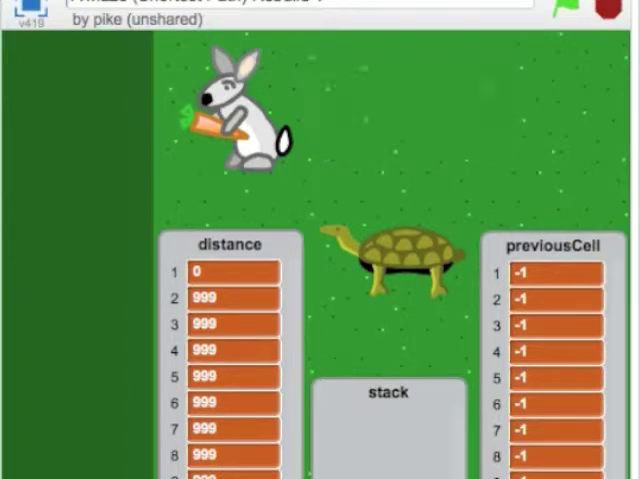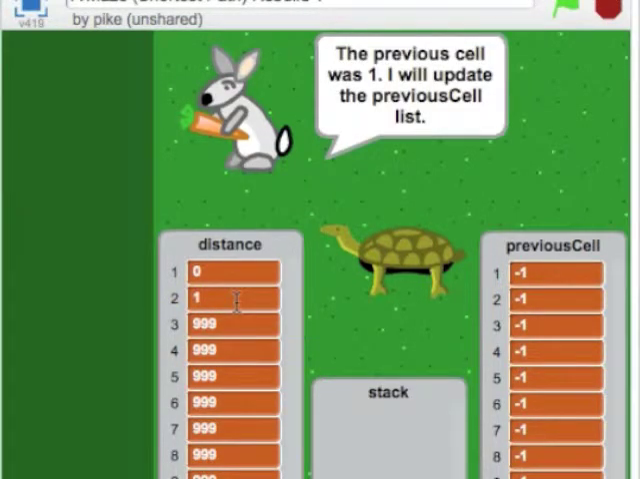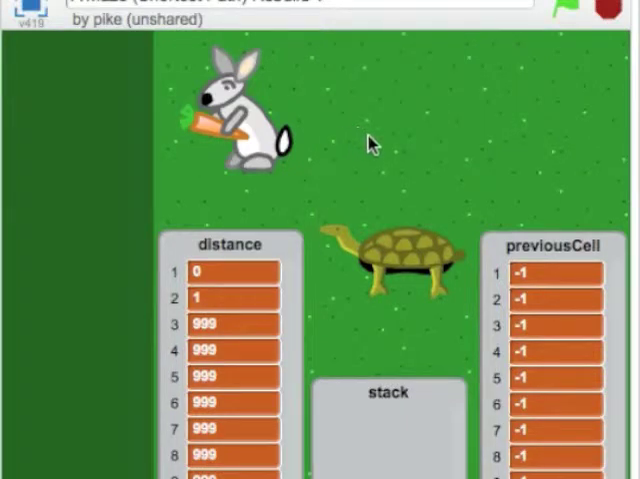I've traveled 1 cell from the start. I'm going to update the distance table for cell 2 to show a distance of 1. Now the previous cell, the cell from which I came here, was cell 1. I'm going to put cell 1 in my previous cell table right here on line 2.